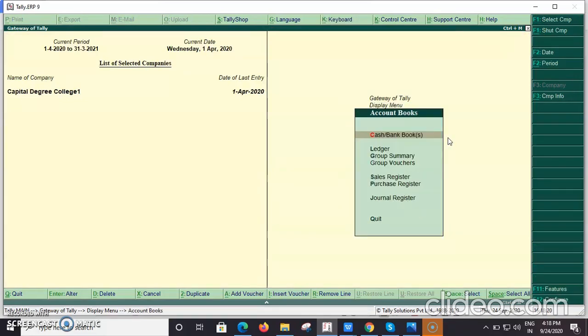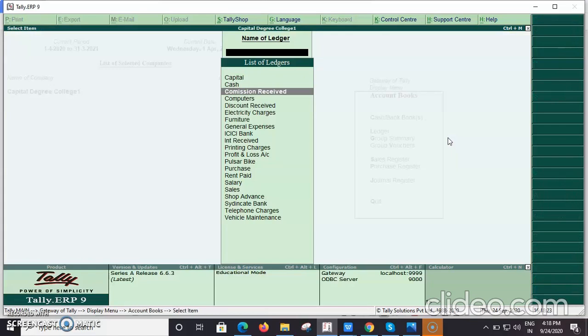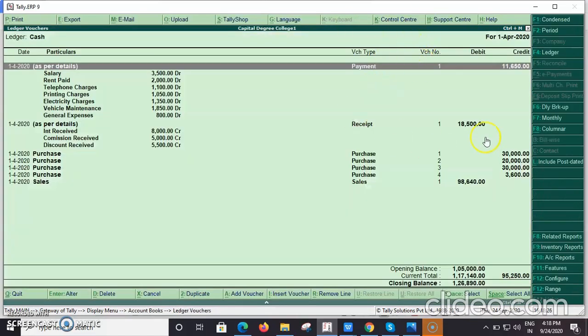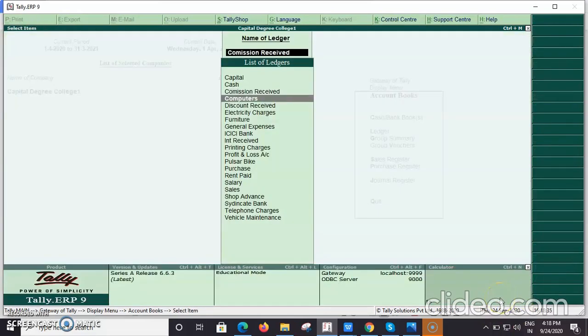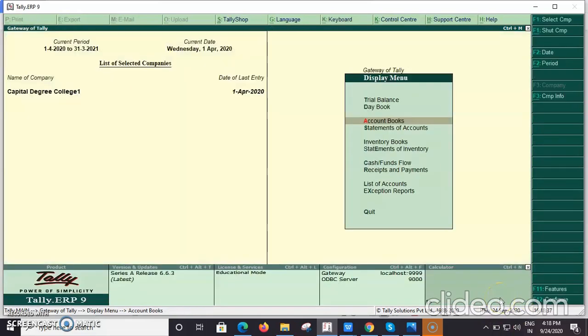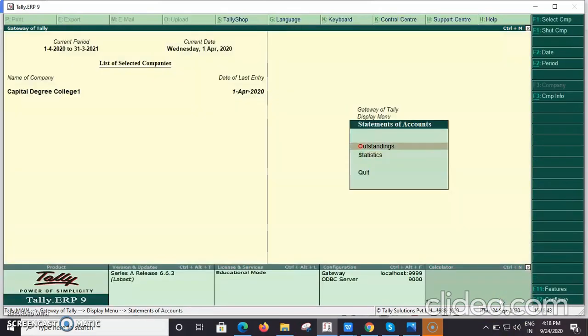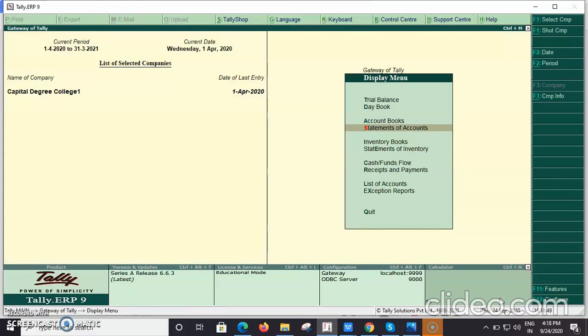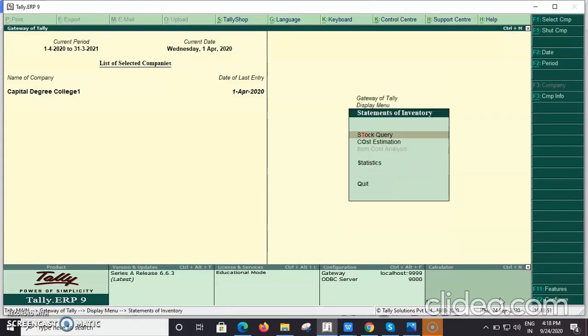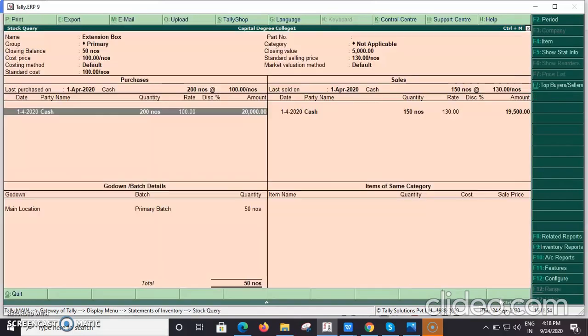Accounts book is nothing but ledgers. If you want any individual ledger, if I want the cash ledger, you see total debit, credit, and this is the closing balance of cash. Individual ledger, we can see commission received, directly 5,000 closing balance. Any ledger you can see here. Statement of accounts, outstandings, receivables, there will not be any. Statement of inventory. See here how much stock was there, how much purchase, how much sales, all this will be in detail here.